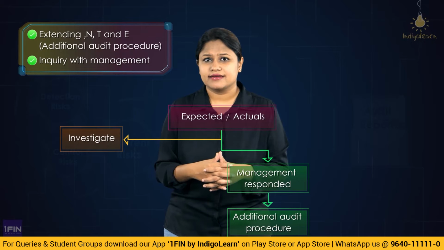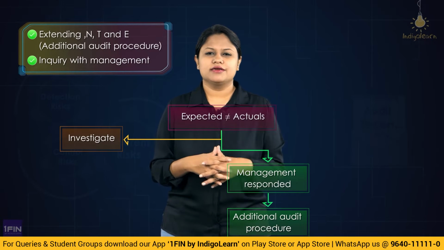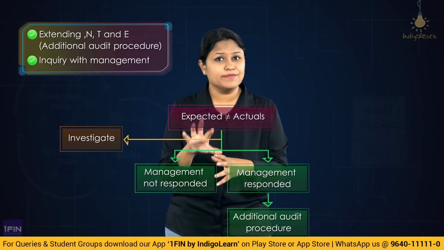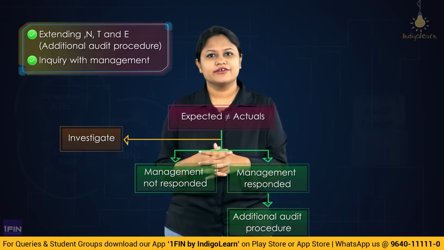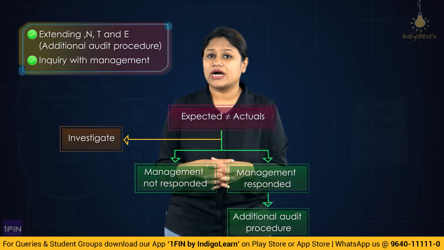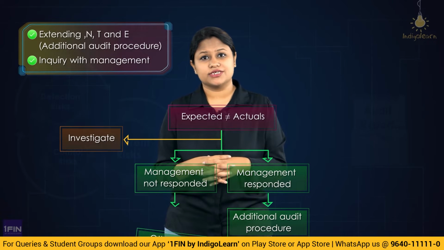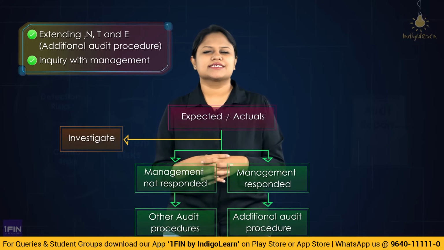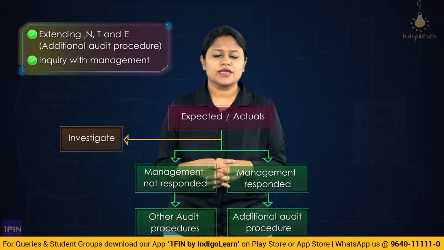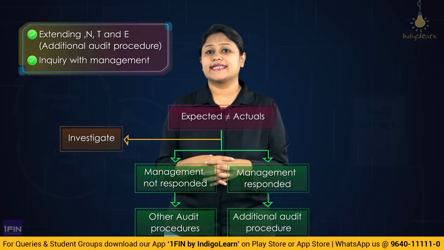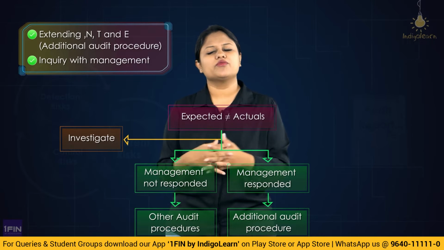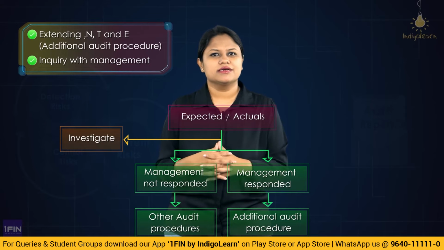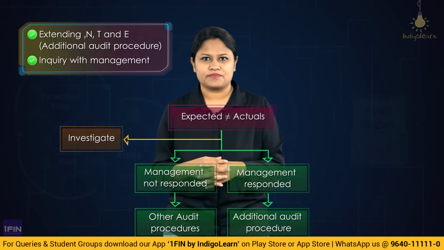Correct? Second, you inquire with the management, but management is in no position to give you an answer, or the management is simply escaping from your question. So in that case also, you have to perform additional audit procedures and come to a conclusion regarding the reason behind this kind of unreasonable fluctuation. After all this, if you get a negative answer, obviously we'll go in for modification. If the answer is resolved, then obviously it would not be a kind of modification that we would require, right?